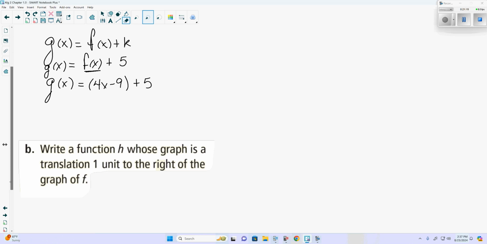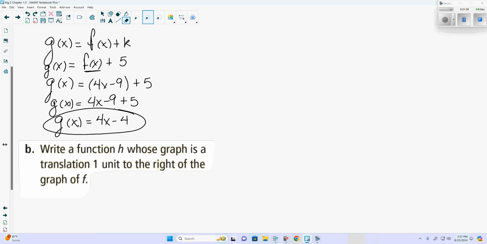Do we have anything in front of the parentheses? No, so we can drop them, we can get rid of them. Telling us g of x is equal to 4x minus 9 plus 5. Combine like terms. That's it.